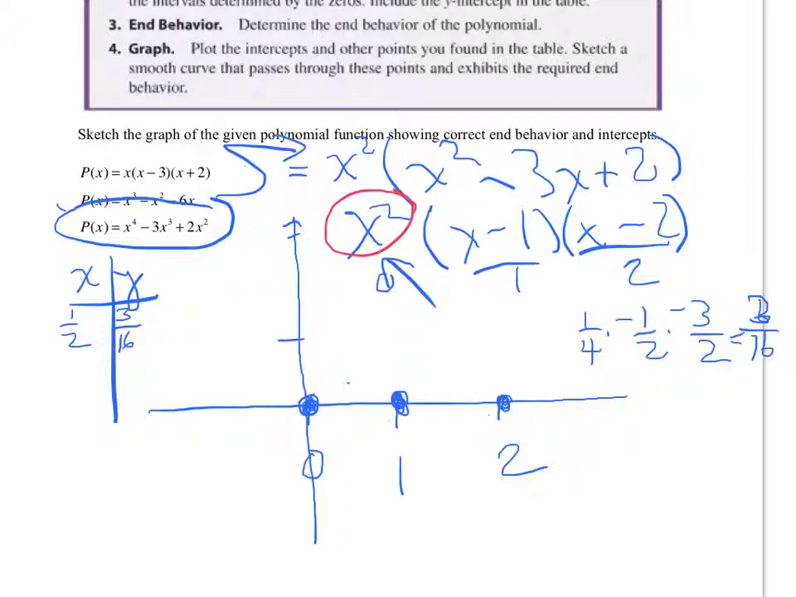Now, when x is between 1 and 2, we might pick 3/2 for x. So now we're going to do 3/2 squared, which is 9/4.